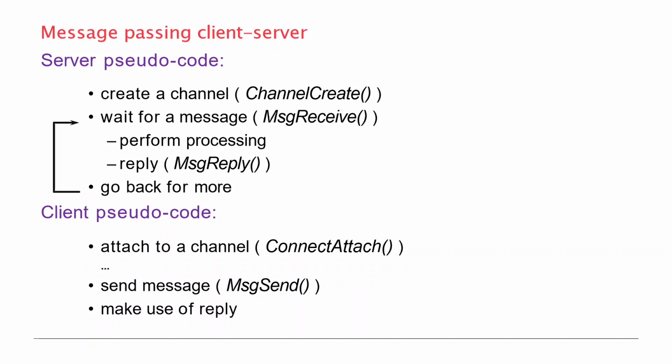For message passing, we have procedures like server pseudocode and client pseudocode. First, we have to create the channel, then wait for the message receive, then perform the processing, and then reply with message reply. Go back for more: create the channel, message receive, perform the message reply. This is the server pseudocode.